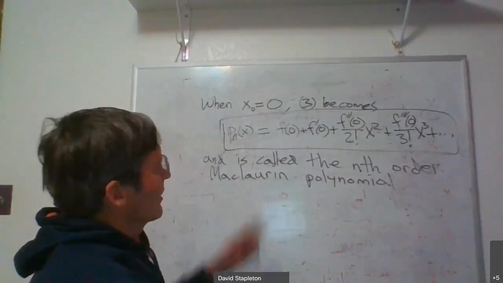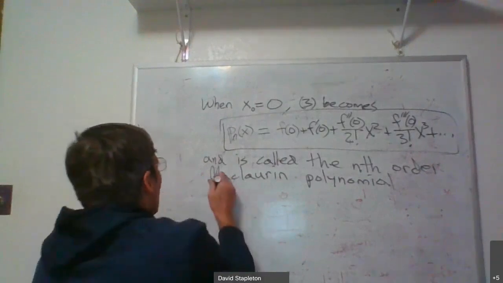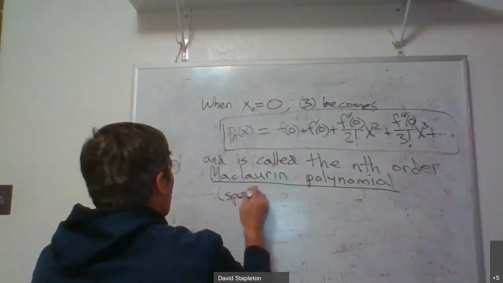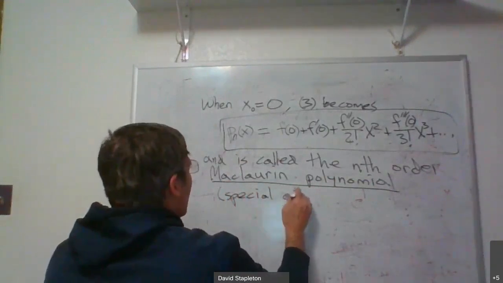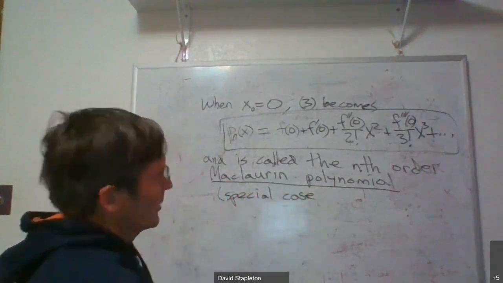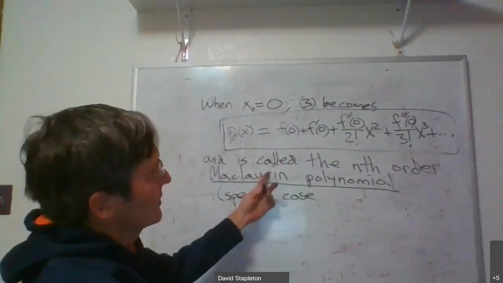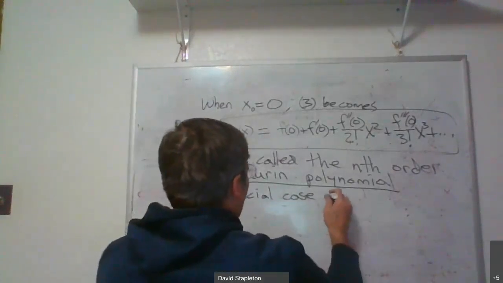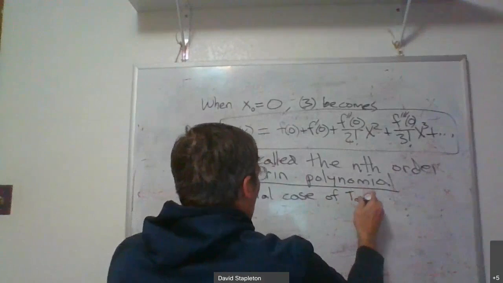And so here are Maclaurin's polynomials. The Maclaurin polynomial is just the case of the Taylor polynomial when x0 is equal to 0. That's why I introduced the other one first: because it's easier, and then I use that to motivate the Taylor polynomial. It's a special case of the Taylor polynomial.